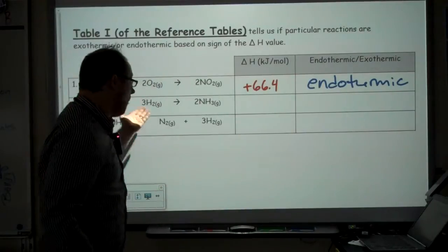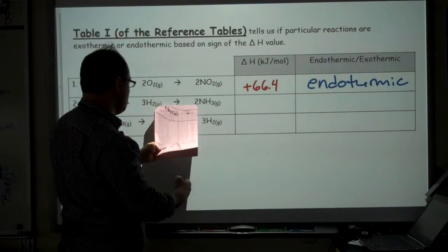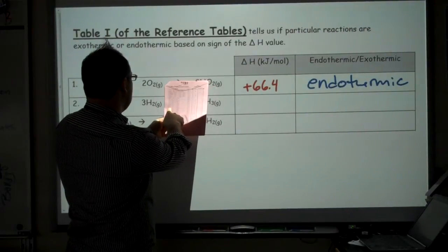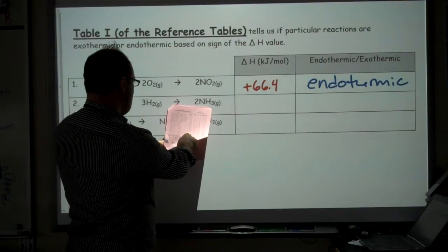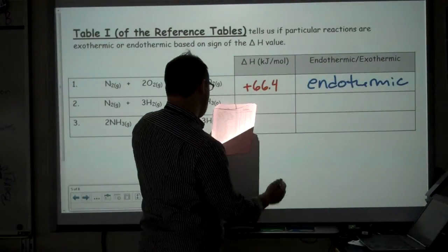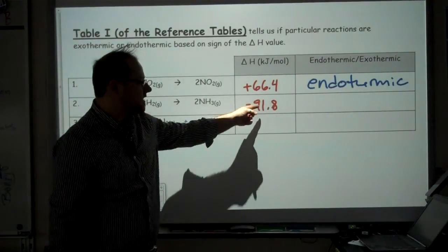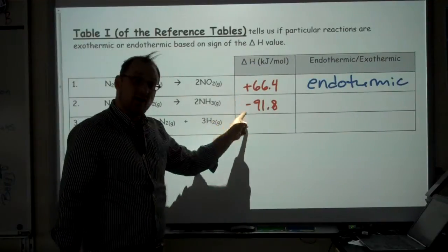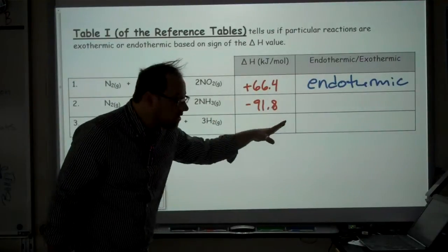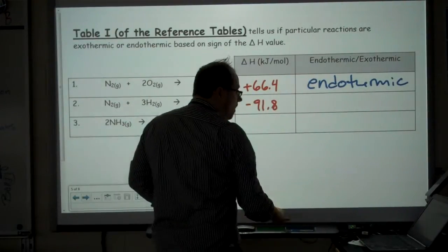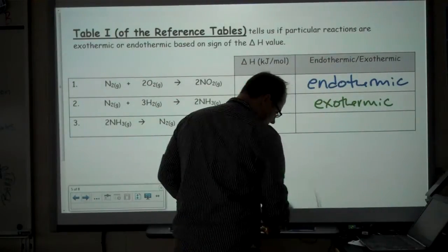Now I'll play the matching game again. N2 gas plus 3H2 gas makes 2NH3 gas. Yep, there's the reaction. The value here is negative 91.8 kilojoules per mole. So that's how much heat is involved in the reaction, and the sign out front tells you if it's being released or absorbed. The negative sign means that it's being lost, so it would be exothermic. That's all there is to this stuff.